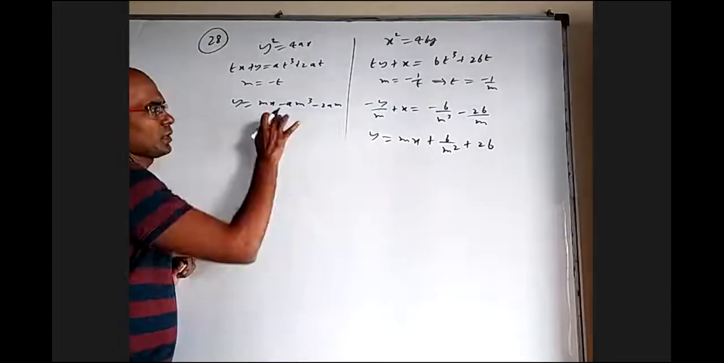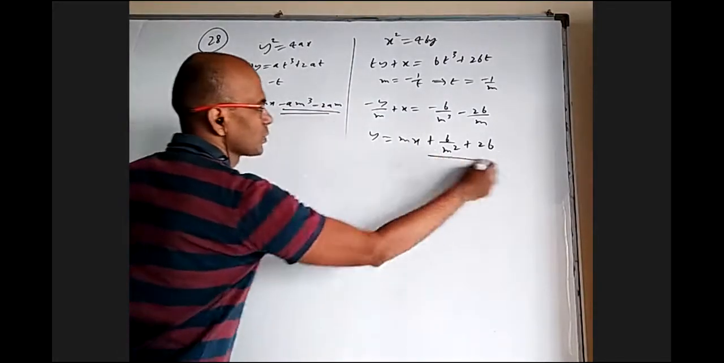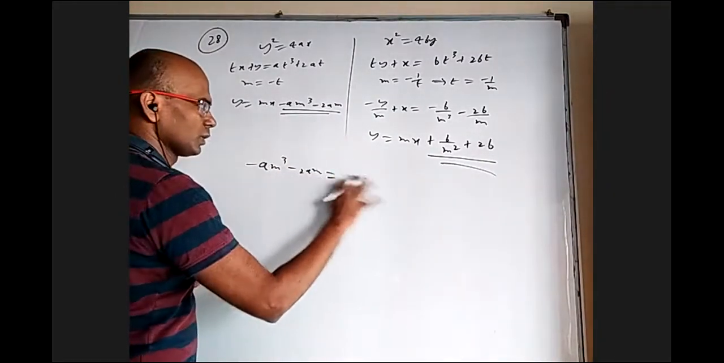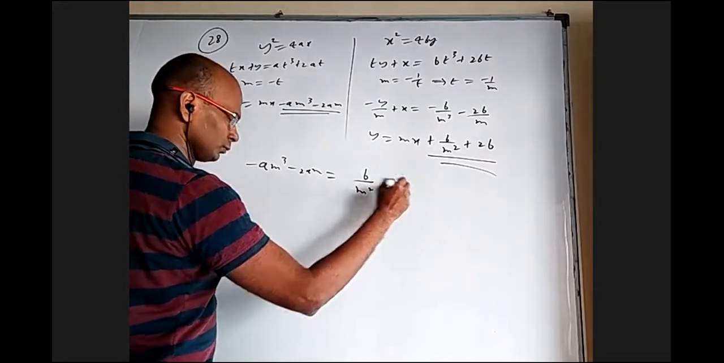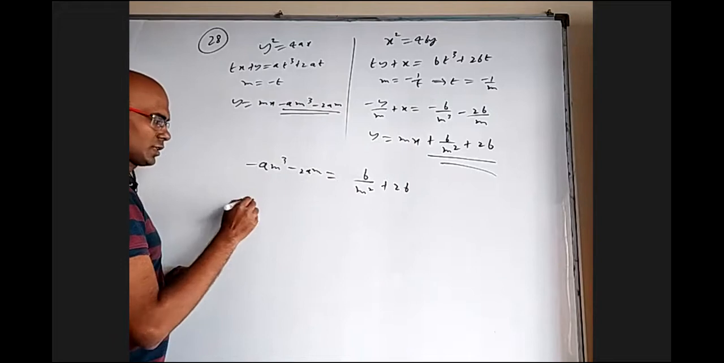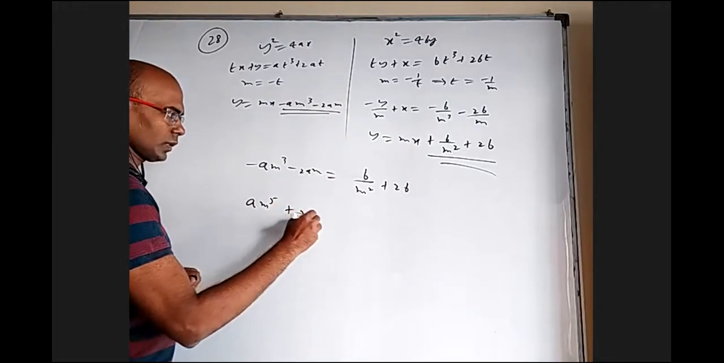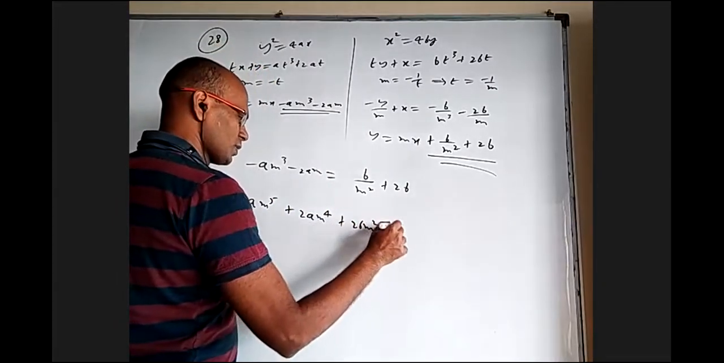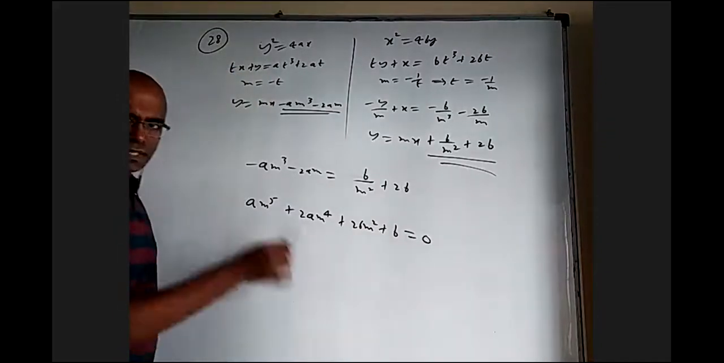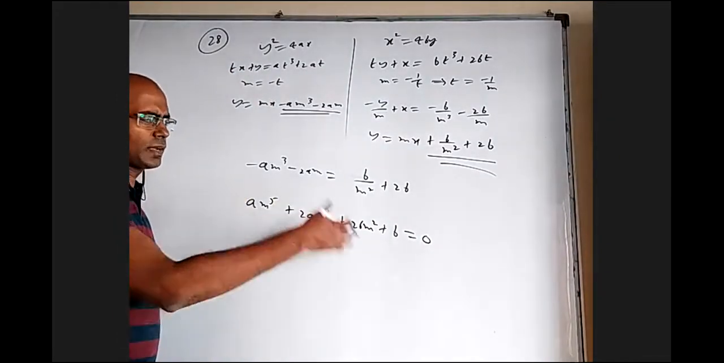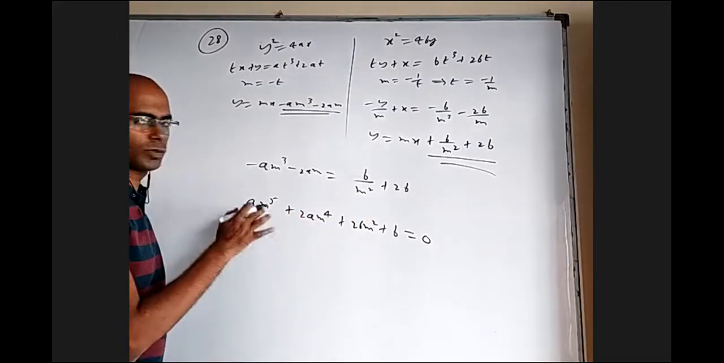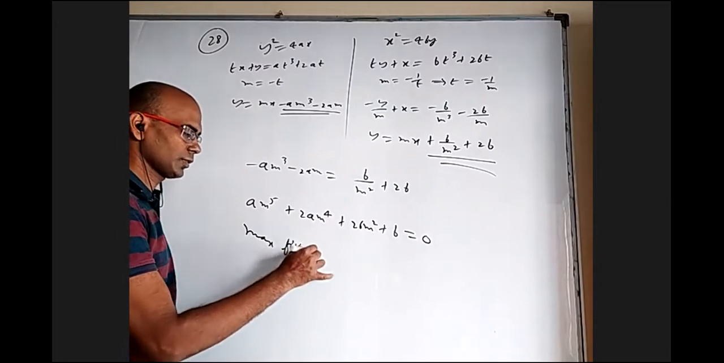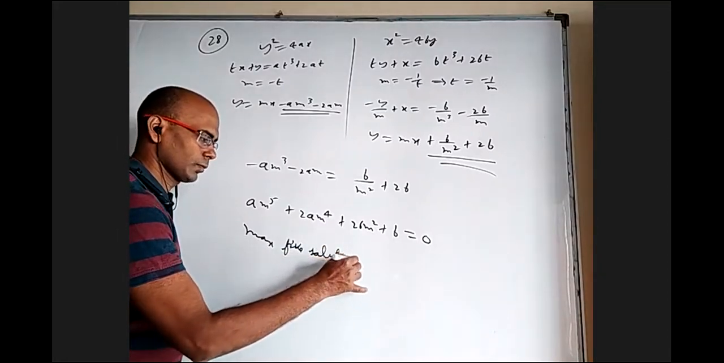If you want a common normal, they should be the same. So let us equate this part to this. So minus am cube minus 2am equal to b by m square plus 2b. When I multiply by m square and send to the other side, I'll get am power 5 plus 2am power 4 plus 2bm square plus b equal to 0. This is a fifth degree equation. Depending on a particular a value and particular b value, this may have a maximum of 5 solutions. So a maximum of 5 solutions will be there for a fifth degree equation.